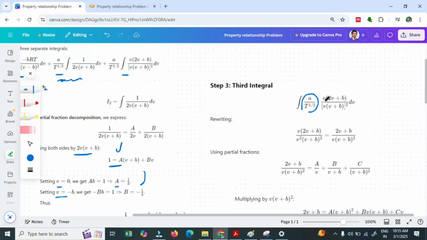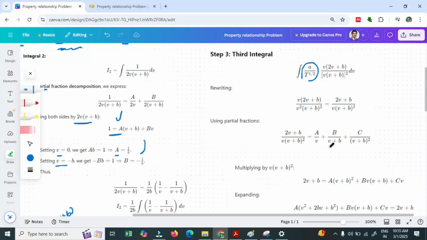Okay, and I'll be doing the partial fraction of this one. 2v plus b divided by v into v plus b power 2. I'll have a divided by v plus b divided by v plus b plus c divided by v plus b square. So similar to here, I'm doing it in a different way, multiplying both terms by the denominator. Same thing we did here also. So multiply by v plus b power 2. I have 2v plus b equal to a multiplied by v plus b power 2 plus bv, v plus b, plus cv.